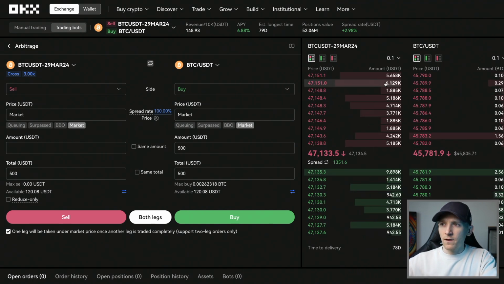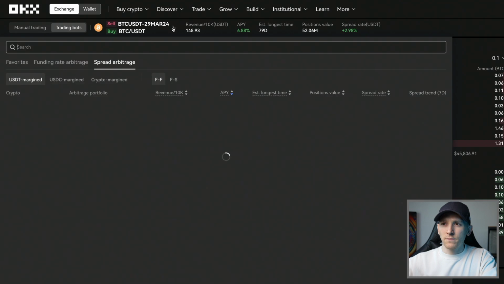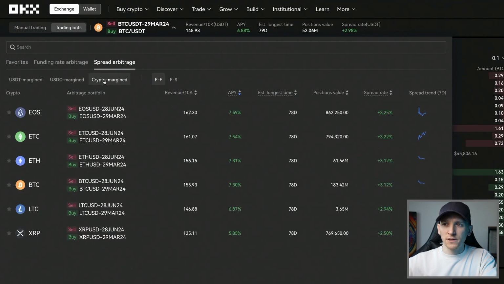So what happens here? The system has automatically shown me that I need to sell the futures and buy the spot. If you go down to here and spread arbitrage, this is how you margin them. So this is USDT margin. You can crypto margin as well if you want.